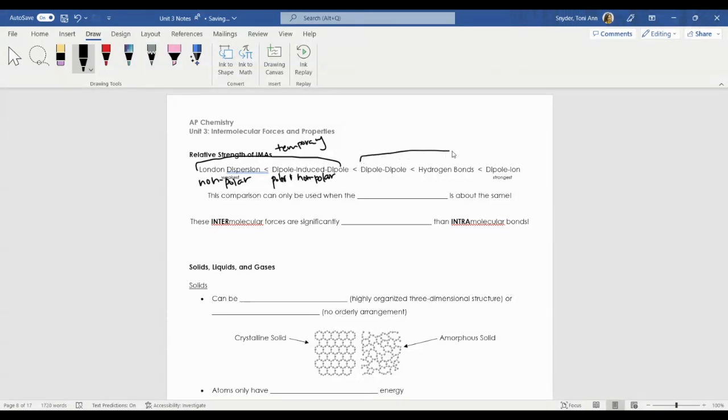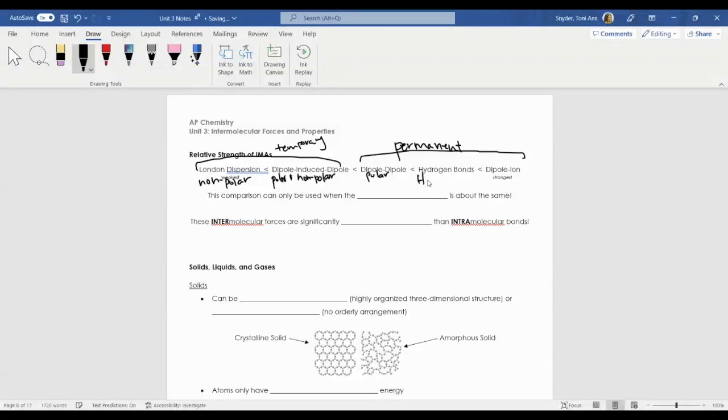Dipole-dipole, hydrogen bonds, and dipole-ion. These are all permanent dipoles, which is why they're stronger. Dipole-dipole occurs between all polar molecules. So notice how we go from nonpolar to polar and nonpolar, which is a little bit stronger, to all polar, whereas our hydrogen bonds are where we have those very specific qualifications.